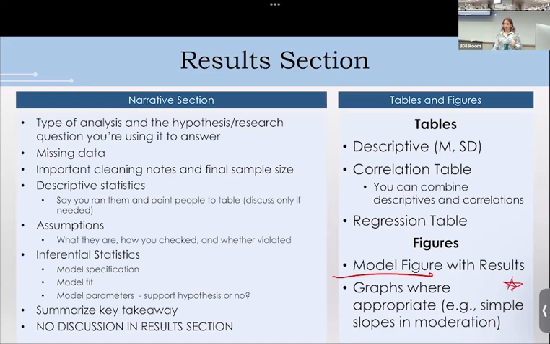So let's look at what that would look like for a simple regression. Let's do the demo first because it pertains to the demo. So let's actually analyze that data, and then we'll look at the results.